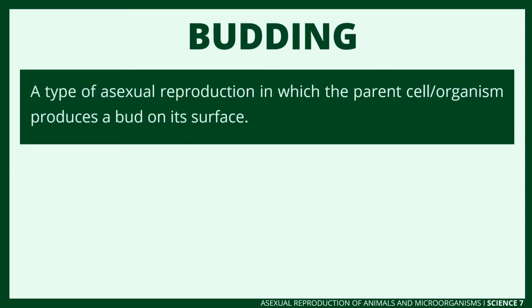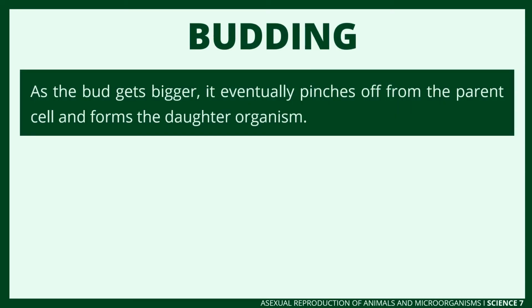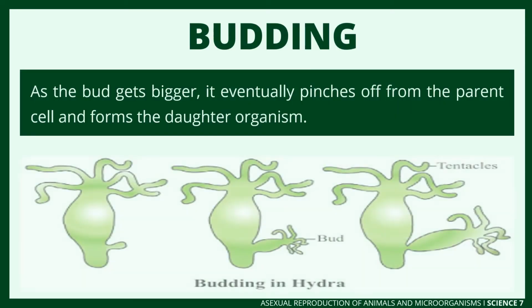Another type of asexual reproduction is budding. In this type of reproduction, the parent organism develops a bud on its surface. As the bud continues to develop, it will eventually separate from the parent cell, forming a new daughter cell.